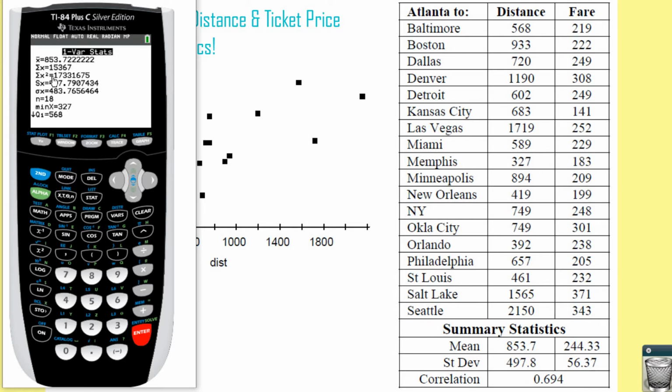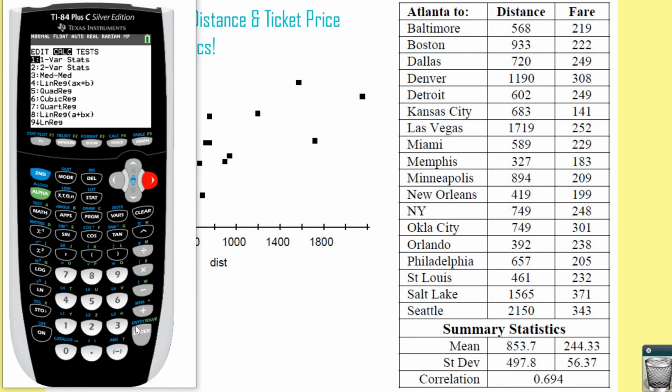Our mean is 853.7. That x with the line on top stands for your mean, and notice that's correct here. The standard deviation comes from the Sx. So Sx is your standard deviation, and notice we have that here.